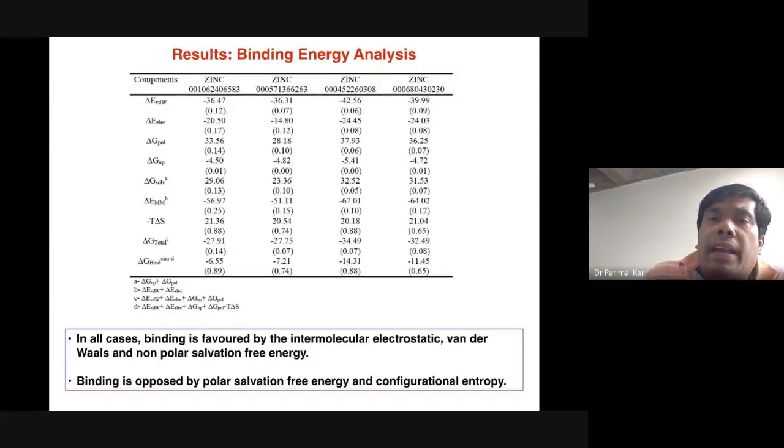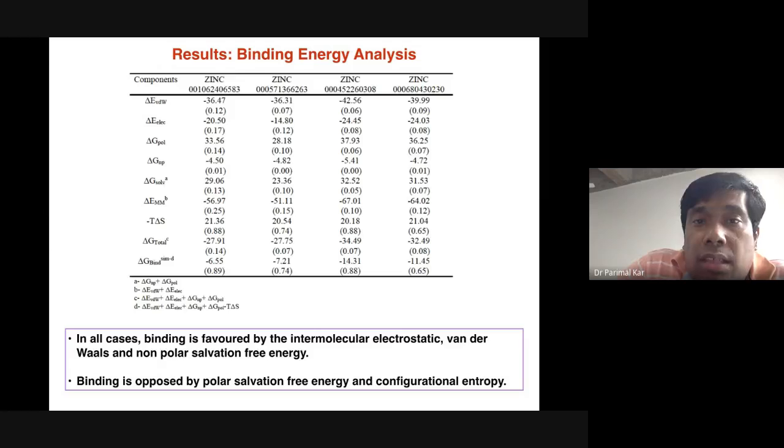Then we do the binding free energy analysis using the MM-PBSA scheme, and the results are shown here. Like previous cases, the van der Waals term, the first term, is negative for everything, which means it is favorable to binding. The electrostatic term is also negative for all 4 cases. We are not taking into account the fifth molecule because it is coming out of the binding pocket, so we are not considering it.